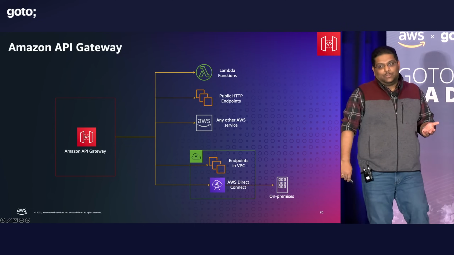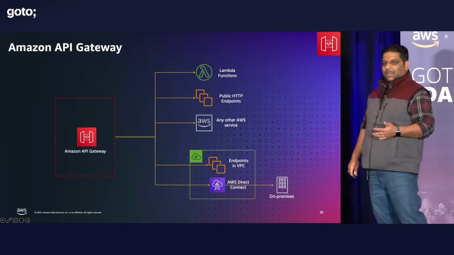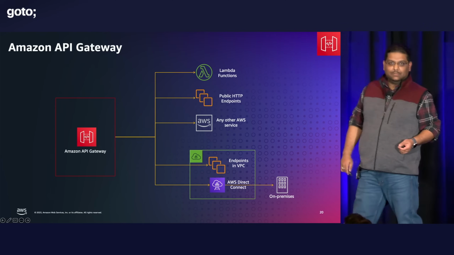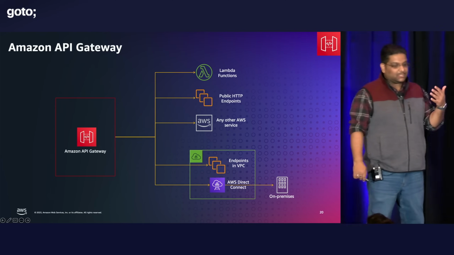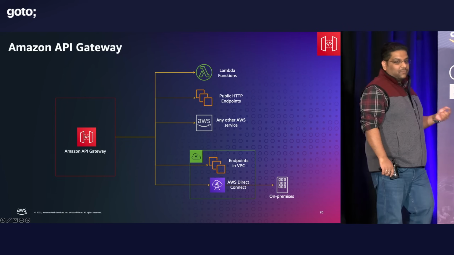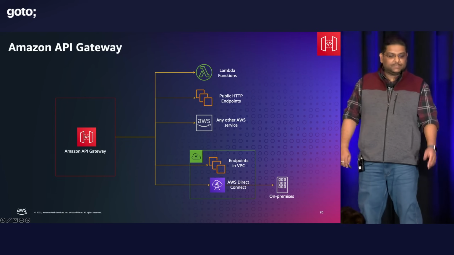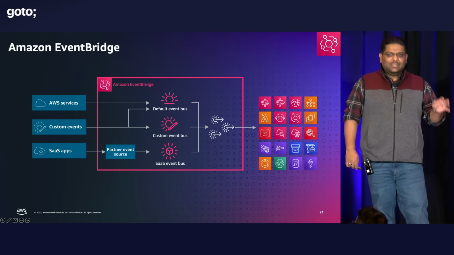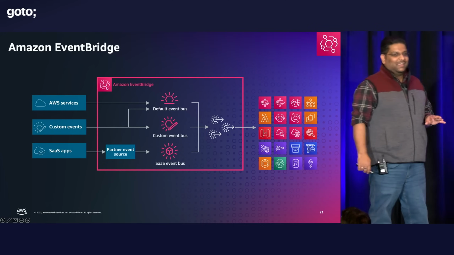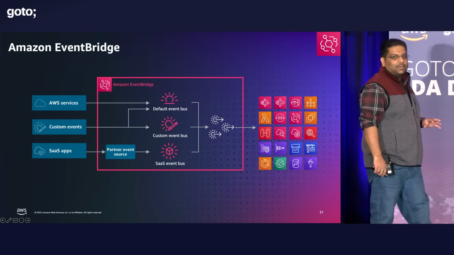Then, as normal, you would need an API gateway to have any communication with an outside world. So we have Amazon API Gateway that interacts with various services like Lambda functions, public HTTP endpoints, and many other services. I think we heard about EventBridge a lot today, but I'll just recap on this one.